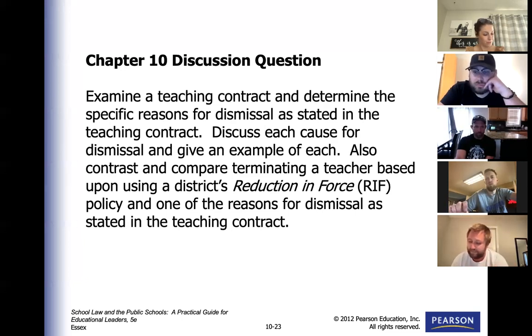That's where your incompetency comes in, your neglect of duty, which we all talked about in the chapter, unprofessional conduct. At least in ours, that's where all that stuff falls. Insubordination is in there, immorality is listed in ours. Another one that wasn't necessarily mentioned in the chapter was physical or mental incapacity, which was in ours also. I feel like that's a big one now with a lot of people and the stress of teaching. There are some people who just can't do it anymore. Yeah, I agree.